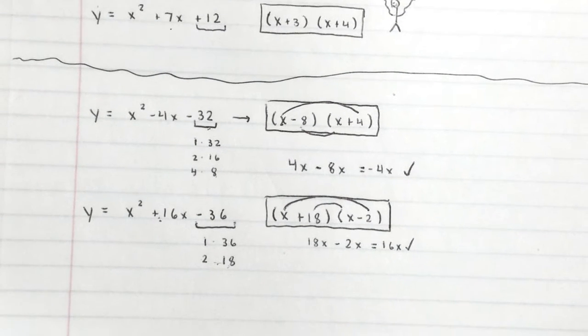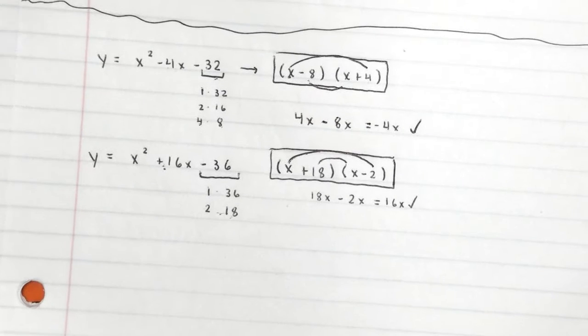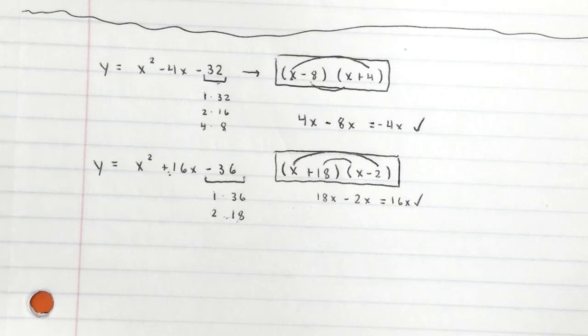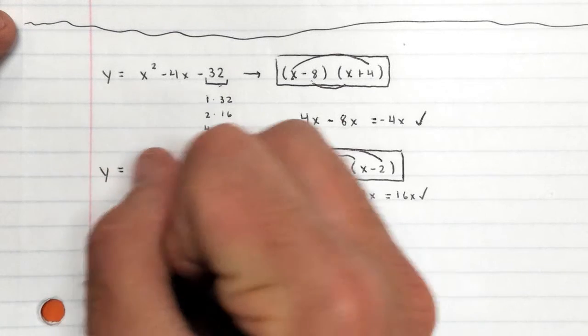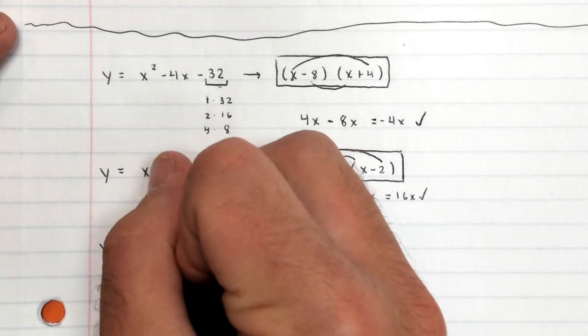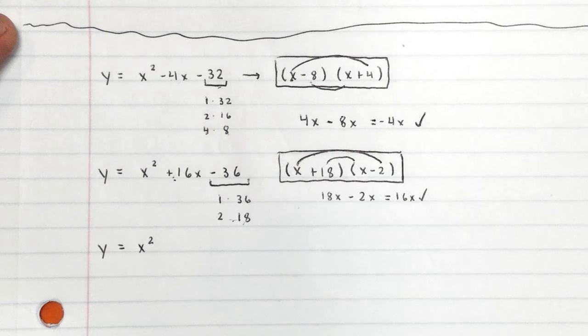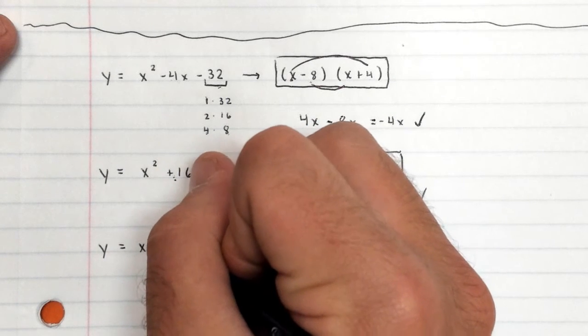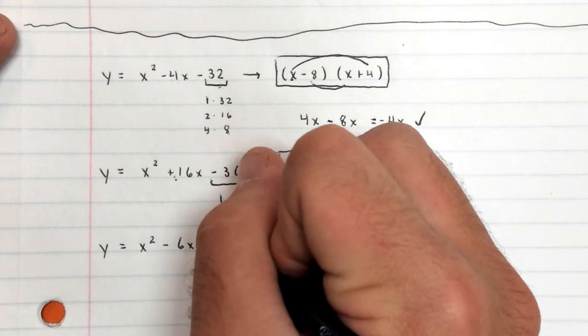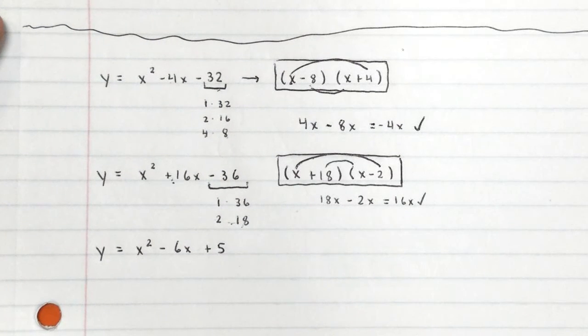Alright, we're doing great so far. Let's do one more. This next one is going to be a little bit of a weirder one, but still totally doable. Let's have y is equal to x squared minus 6x plus 5. Woof.